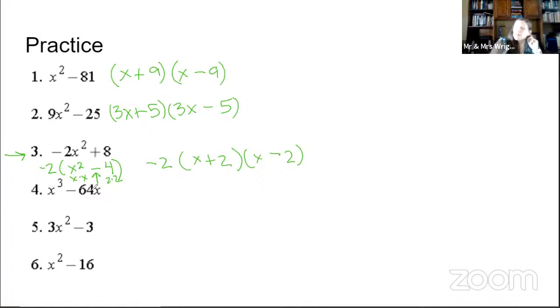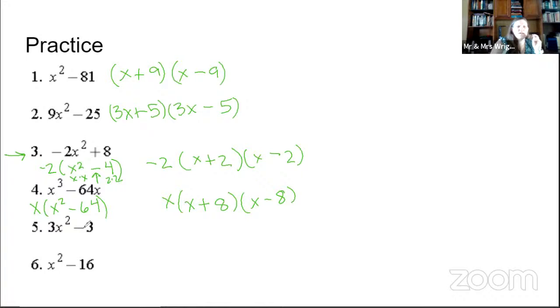Here we also are going to have a GCF we have to factor out because this is x cubed. I can't find the square root of something that's cubed. So let me go ahead and pull out a common factor of x. I'm left with x squared minus 64. Okay, so there's going to be x, and then I'm going to have my difference of squares here on the end. And x squared, square root of that is x, and the square root of 64 is 8.